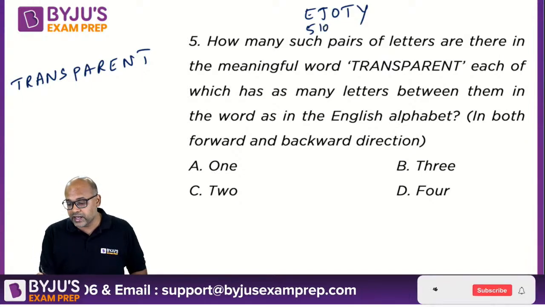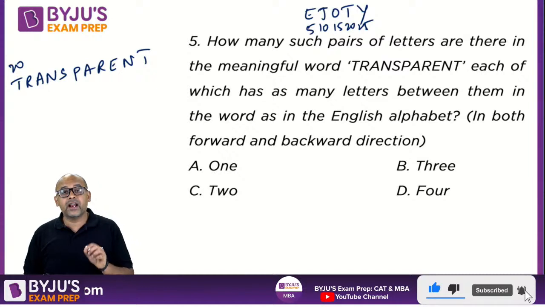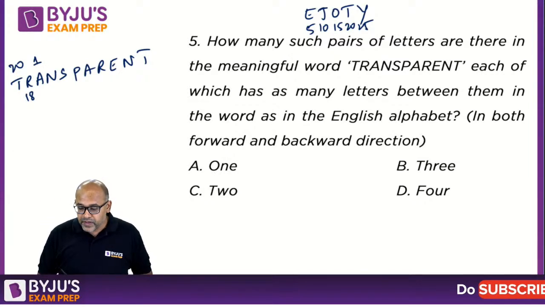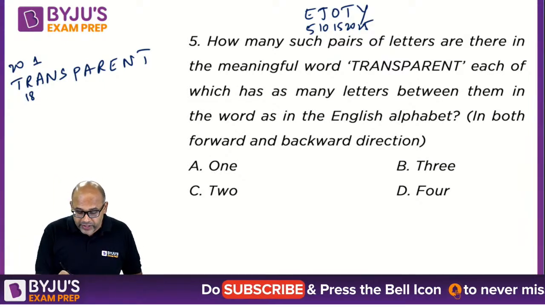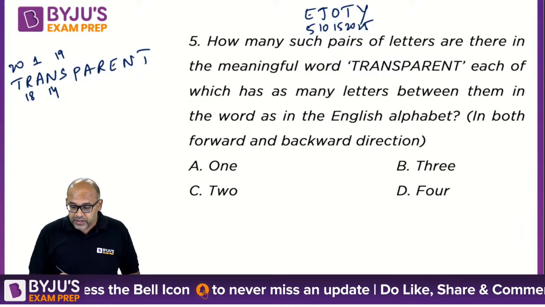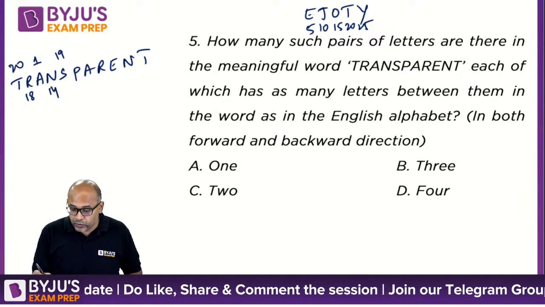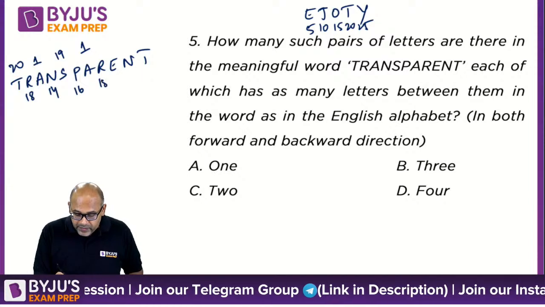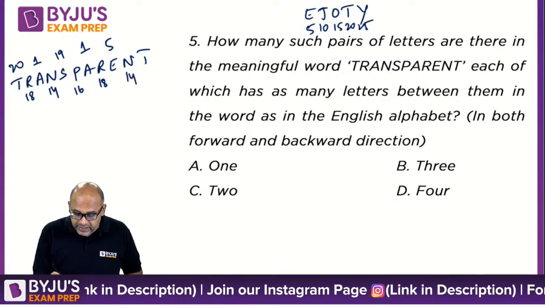This is 5, 10, 15, 20 and 25. So T is 20. RST, so R should be 18, A is 1. N, L, M, N, O. So if O is 15, then N should be 14. Then your ST, so S should be 19. Then P: L, M, N, O, then comes your P. So if O is 15, P is 16, then A is 1, R is 18 again, E is 5, N is 14, and T is 20.